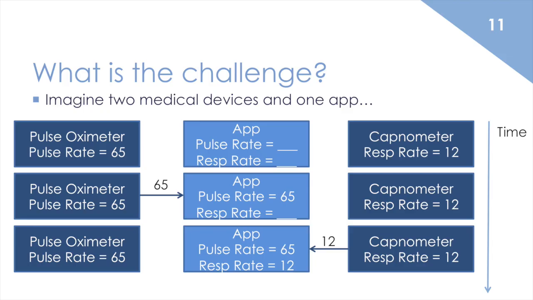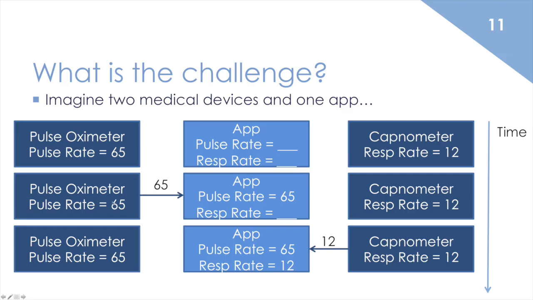So this is just demonstrating the problem. In the first line of this slide, you see kind of a current state, a pulse oximeter reading a pulse rate of 65, a capnometer reading a respiration rate of 12 breaths per minute, and an application that is unaware of both of these values. So in the current state, the measured pulse rate is 65, the measured respiration rate is 12, and yet the app knows nothing of either of these pieces of information.